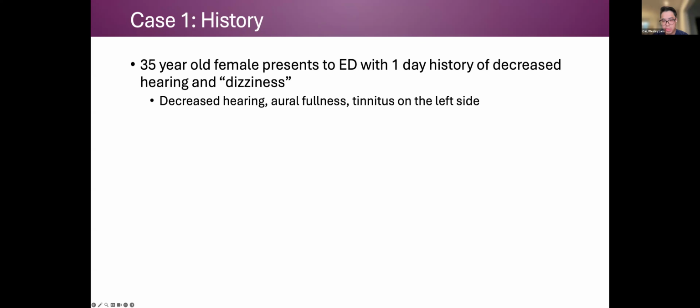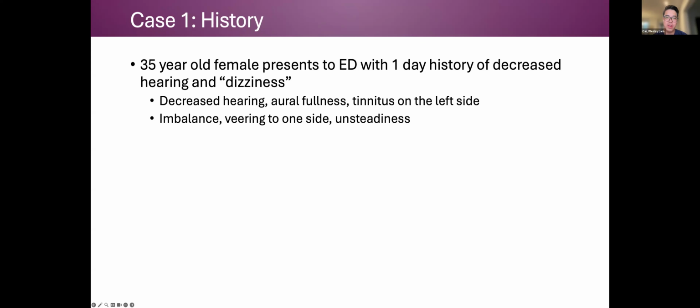And then I assume you want to do some hearing exams. So the tuning fork: Weber lateralizes to the right side. Rinne is positive bilaterally, so air conduction greater than bone conduction. Okay, but it lateralizes to the right. So if her symptoms are all in the left ear, you could be thinking of a sensorineural hearing loss. Yep, so you got it.